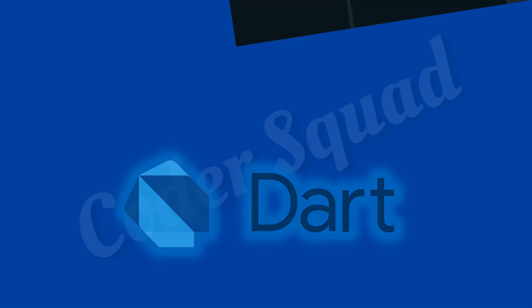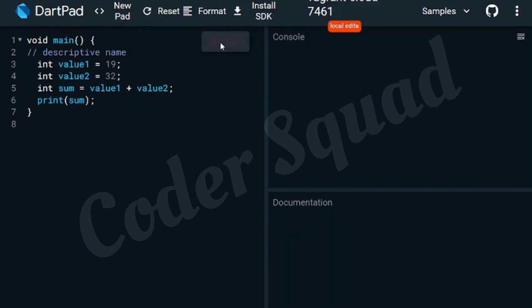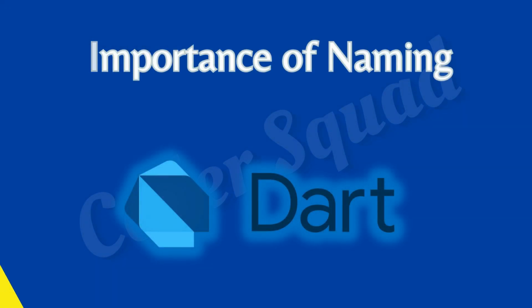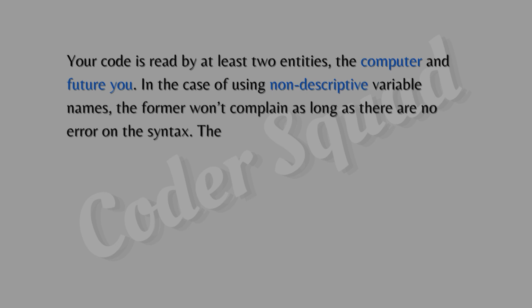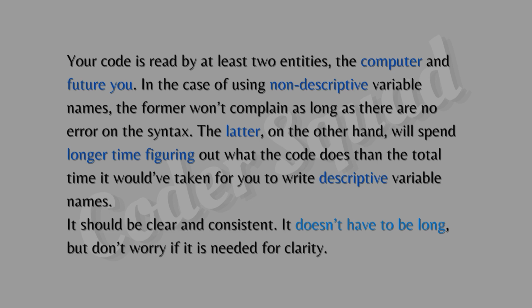Let's look at examples demonstrating good variable naming practices in Dart. These names are descriptive, following camel case, and provide clear context. Descriptive variable names enhance code understanding. They act as documentation, making the code more readable and understandable for developers.